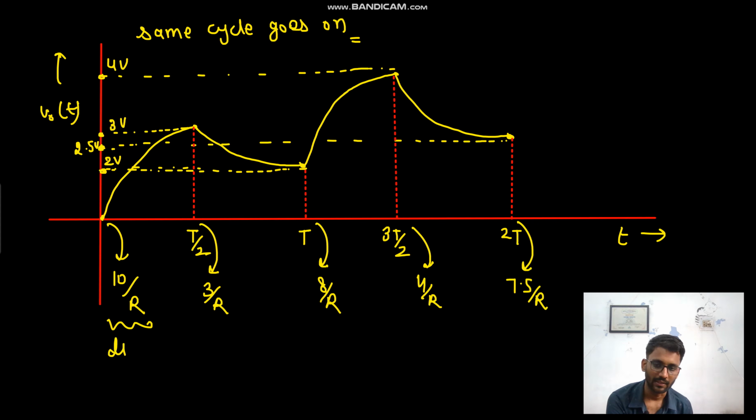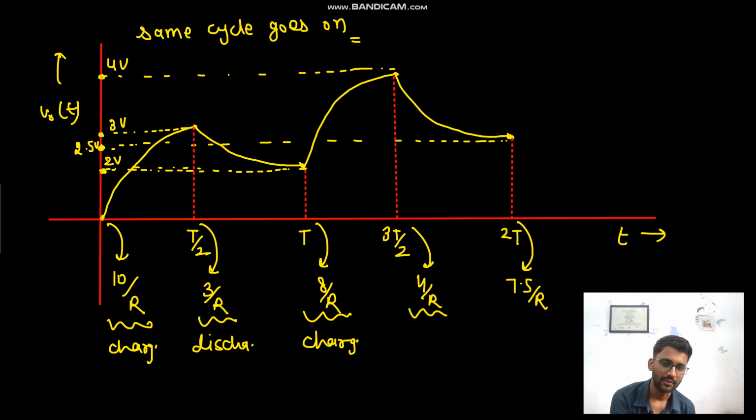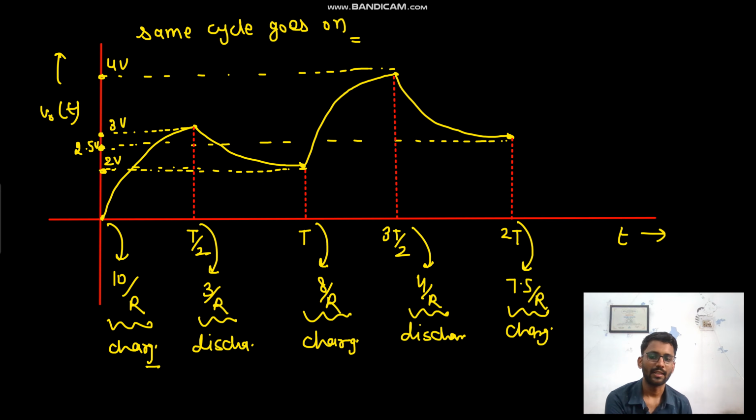This was charging, this was discharging, this was charging, this was discharging, this was charging. Okay, so we had charging, discharging, charging, discharging, and charging. So what do you see here? The speed of charging is getting reduced: 10 by R, 8 by R, 7.5 by R. But the speed of discharging is getting increased: 3 by R, 4 by R, and further increases.